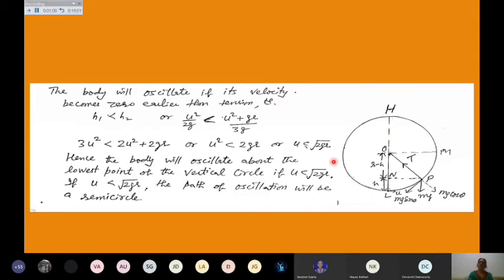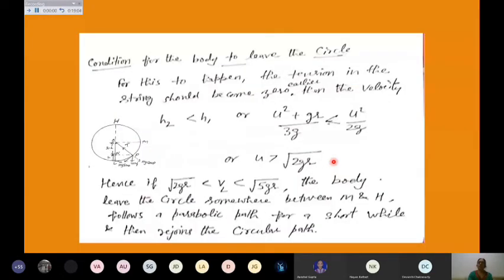Now what happens if the tension is becoming 0 before its velocity becomes 0? Then the body will leave the circle. It means it is not going to oscillate about the lowest point. So then h2, if it is less than h1, then you can calculate that (u square plus gr) upon 3g should be less than u square upon 2g, simply by putting the value of h2 and h1. And you are getting u coming greater than square root of 2gr.